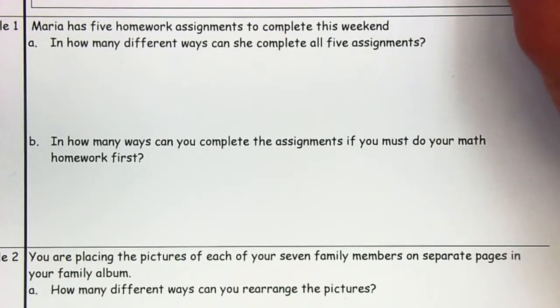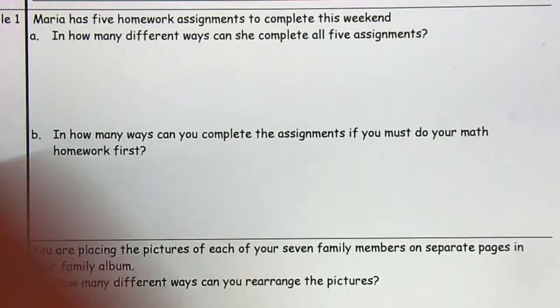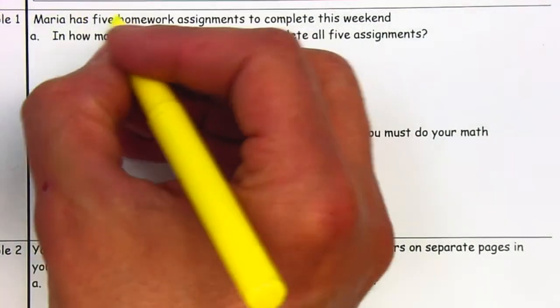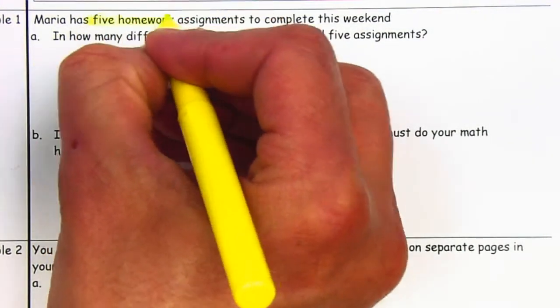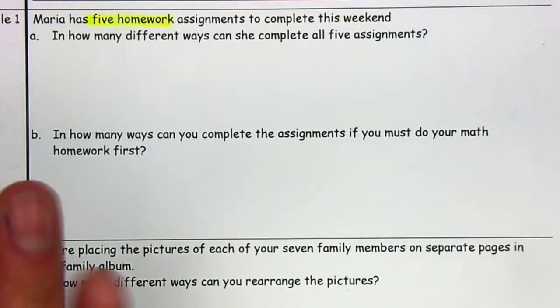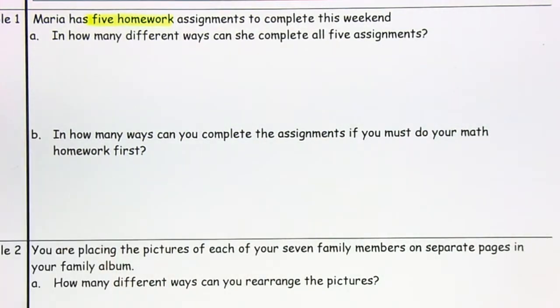On example number 1, it says Maria has 5 homework assignments. If you have a highlighter, go and highlight the information that's given, and that's going to be very helpful. So she has 5 homework assignments to complete this weekend. In how many different ways can she complete all 5 assignments? So how many different ways can she rearrange those assignments to complete them?